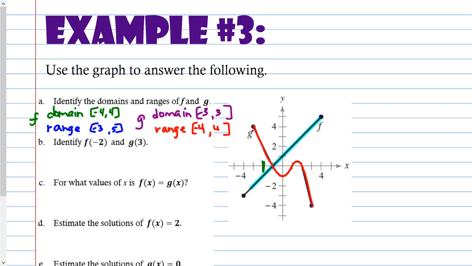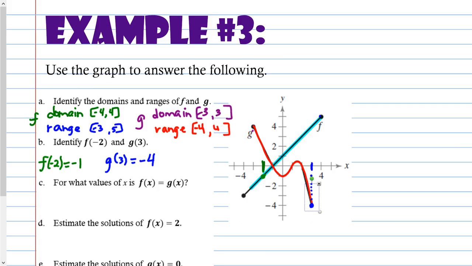So for f, f is located right here at x equals -2. And the y value is -1. So f of -2 is -1. So now for g, so g of 3, so where's 3? Here's 3. So g is located down here when x is 3, right? So then that means that the answer is -4.